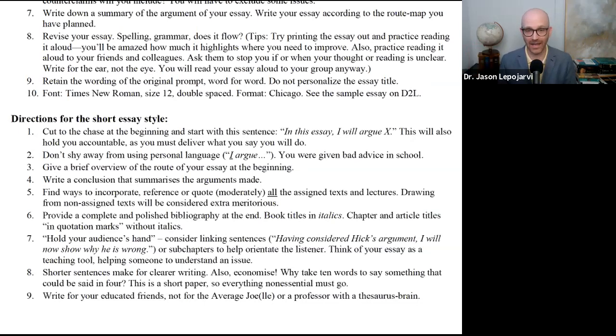When you say I, it's very clear where your contribution lies. The reader or the listener doesn't have to try and guess or excavate it. So 3, we mentioned the brief overview at the beginning of the essay. 4, a concluding paragraph that summarizes the arguments that have been made.